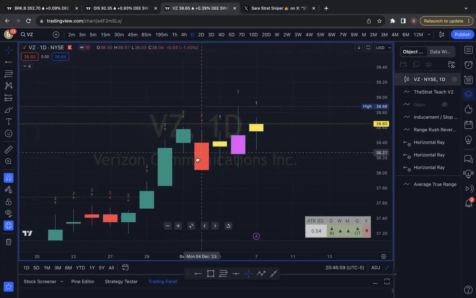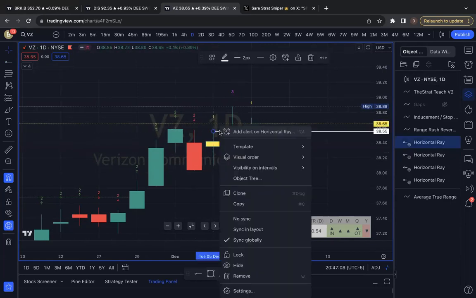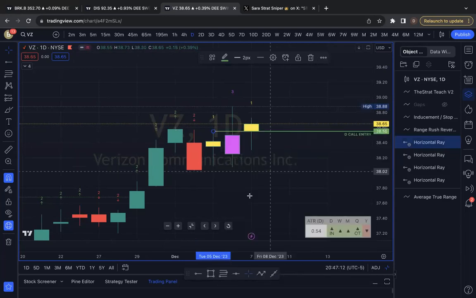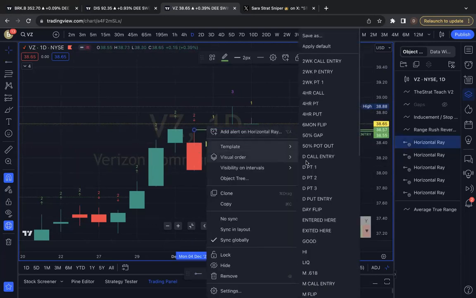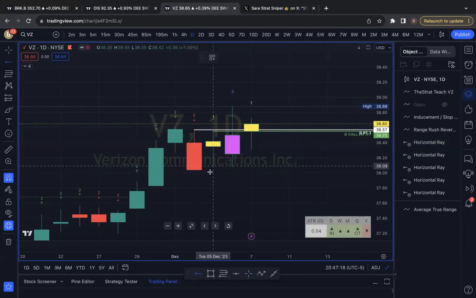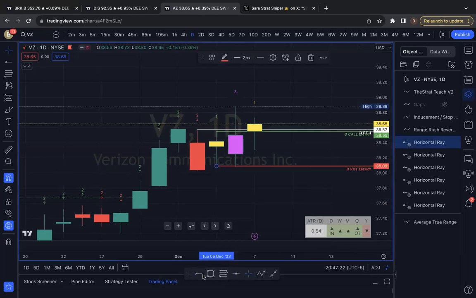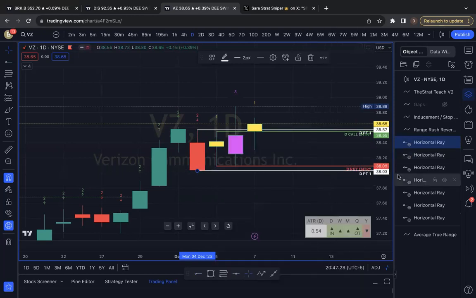So if we look at this candle right here, let's say we saw an inside day and we wanted to play this the next day. This would be our call entry. This would be our price target 1. This would be our put entry because we play both sides. And then this would be our price target for the downside.